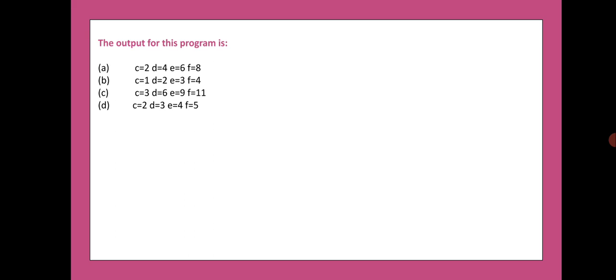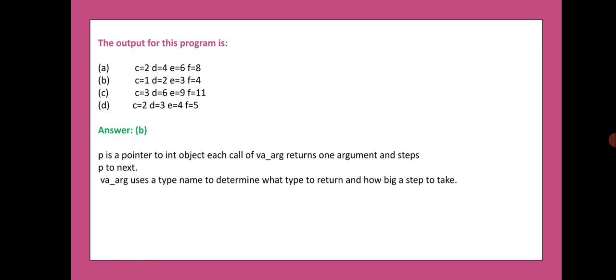So here are the options. Please kindly take a piece of paper or note down the program while watching this so that you will not have confusion and you can easily follow. So p is a pointer to an integer object. Each call of va_arg returns one argument and steps p to the next. Hence, it will start from 1. Next, for d it will be 2, e 3, f 4. Hence, the answer should be B. Here is the explanation.